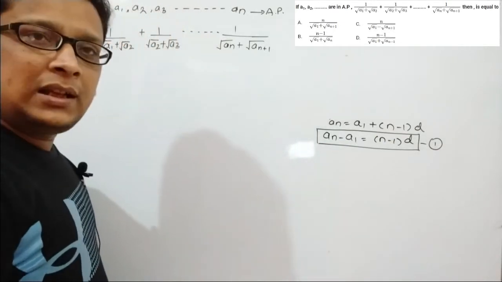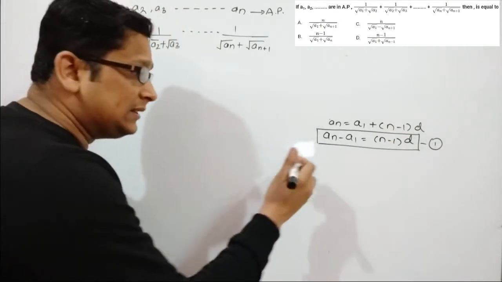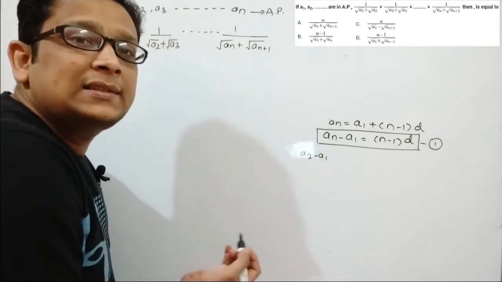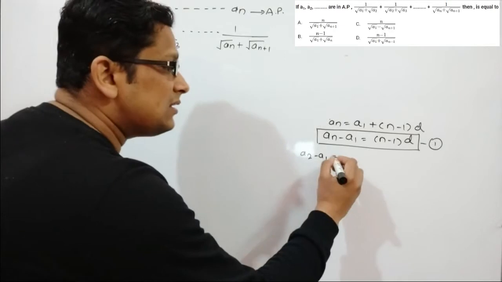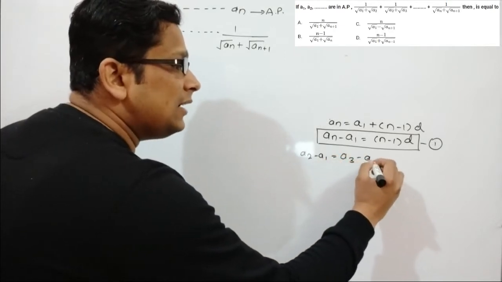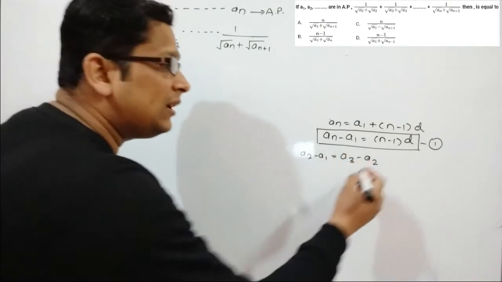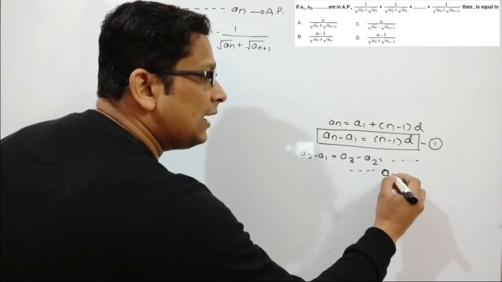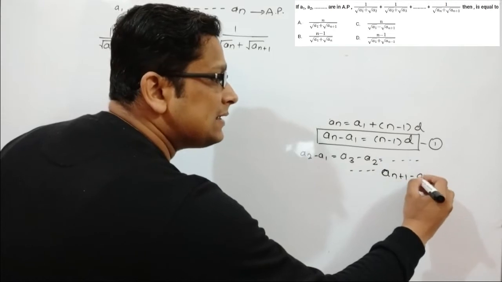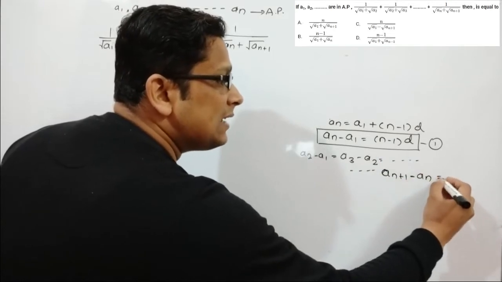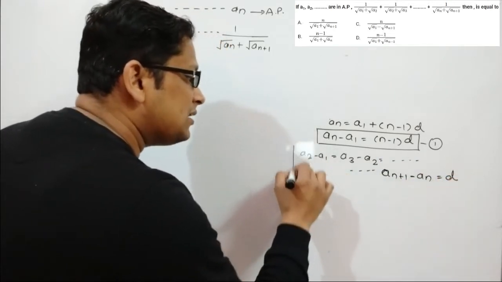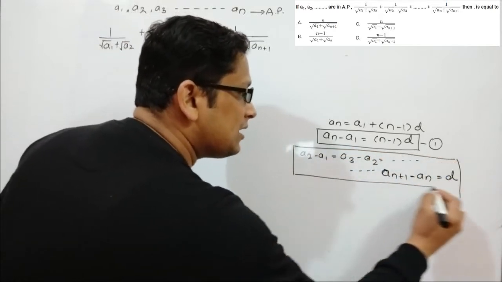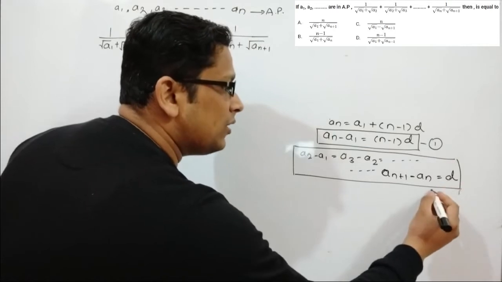Now the other equation, that is the common difference. We know that a2 minus a1 is simply equal to d, the common difference. a3 minus a2 is again the common difference, and so on. This can be written as a(n plus 1) minus an, which will be equal to d. So we are just going to use this as a standard equation and mark it as equation 2.